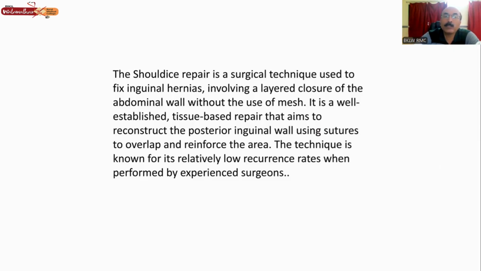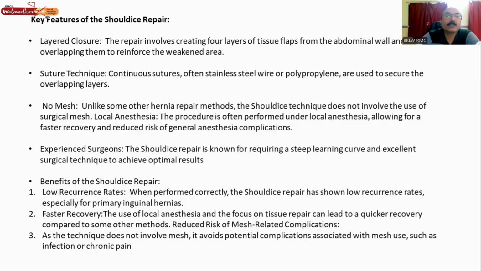The technique is known for its relatively low recurrence rates when performed by experienced surgeons. The key features of the Shouldice repair are, it's a layered closure. The repair involves creating four layers of tissue flaps from the abdominal wall and overlapping them to reinforce the weakened area. Suture technique: continuous sutures are used. Polypropylene can be used. No mesh. Unlike some other hernia repair methods, the original Shouldice technique doesn't involve the use of surgical mesh.